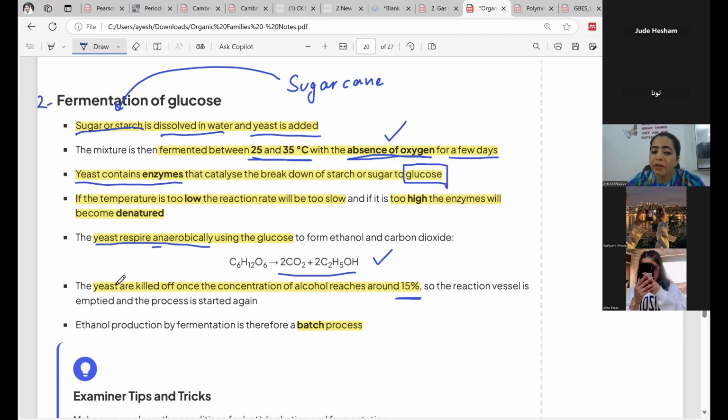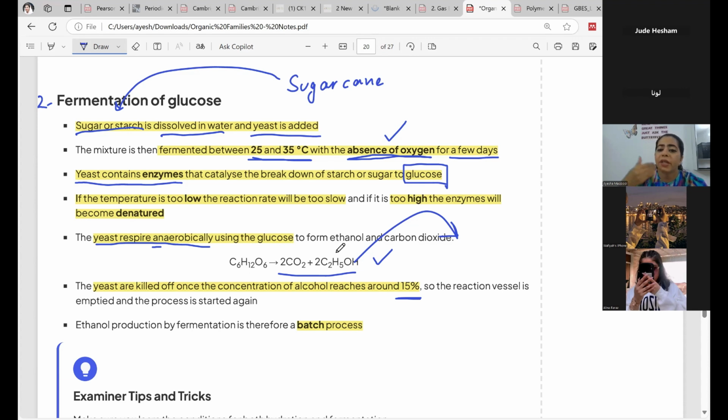So what we can do, as soon as your alcohol concentration reaches near 15, remove it. Then do the reaction again. It will again start with 1%, 2%. As soon as it reaches near 15, remove the alcohol again. Then do the reaction again.